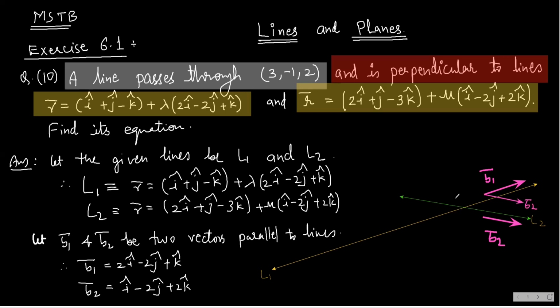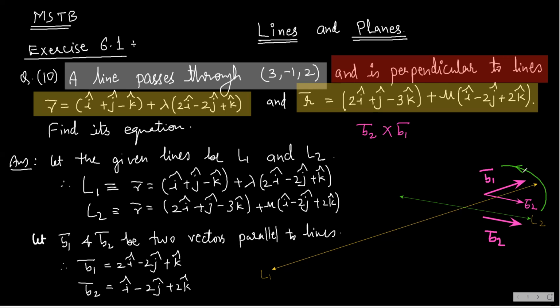So what I'm trying to say is, if I find the cross product of these two vectors, B2 bar and B1 bar, what will that get me? What happens if I find B2 bar cross B1 bar? The idea is we will be moving from B2 bar to B1 bar.